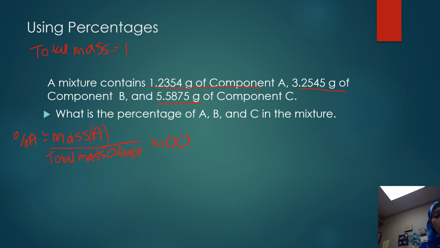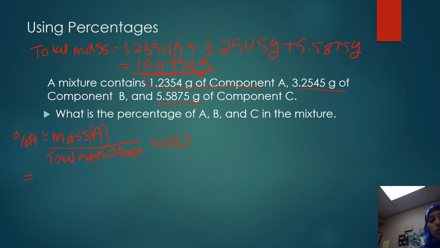So we would do 1.2354 grams plus 3.2545 grams plus 5.5875 grams. And so this will give you a total of 10.0774 grams.